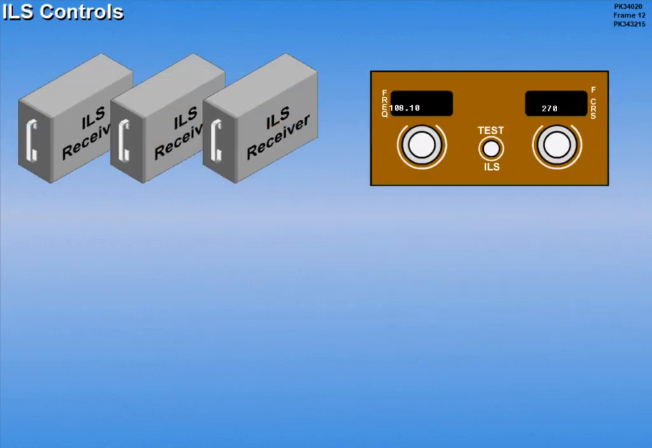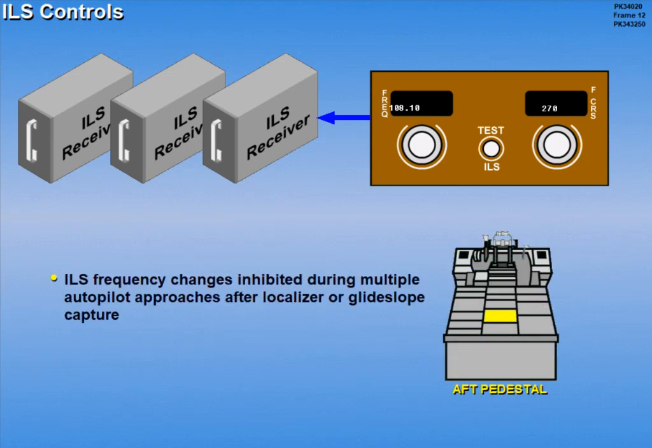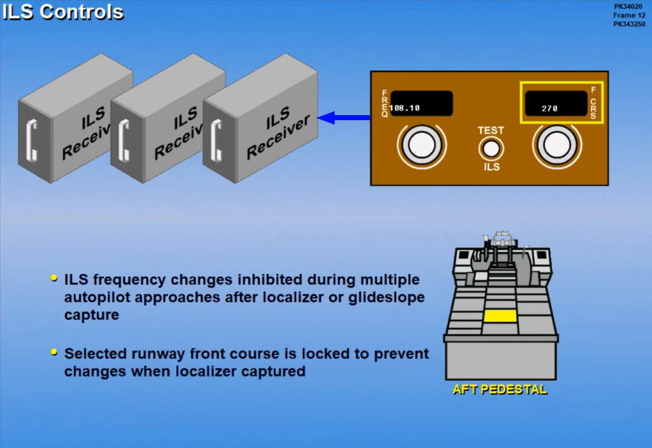The 3 ILS receivers are simultaneously tuned by a single ILS control panel located on the aft pedestal. ILS frequency changes are inhibited during multiple autopilot approaches after localizer or glide slope capture. The selected runway front course is locked to prevent changes when the localizer is captured.